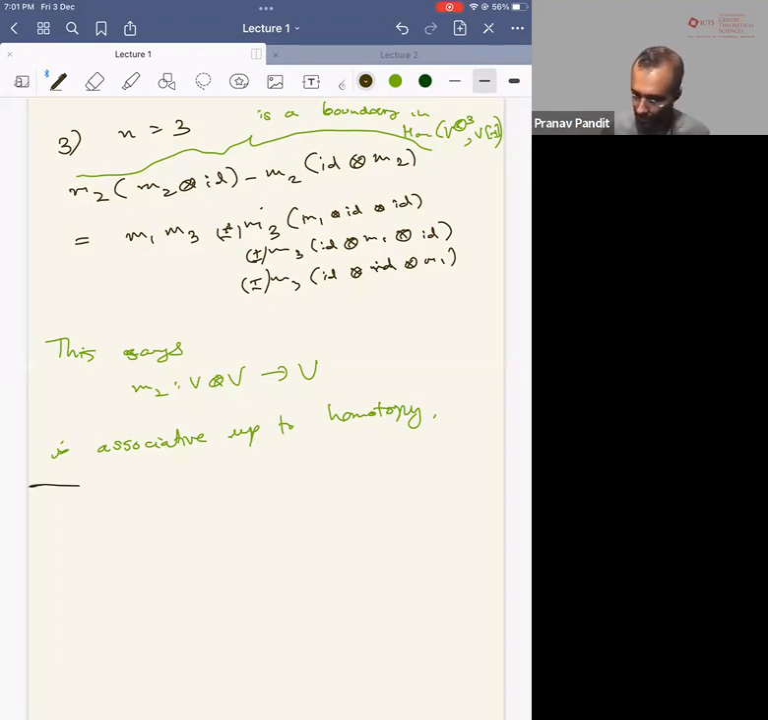Okay, I'm out of time, so I think I'll stop there for today. Next time we'll see how this can be used to construct topological field theories and so on, these higher algebraic structures.